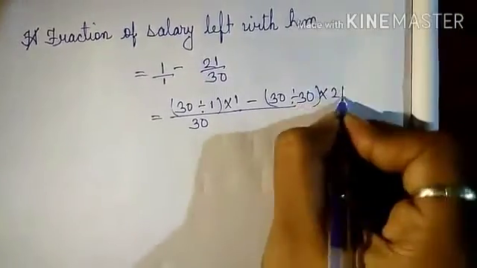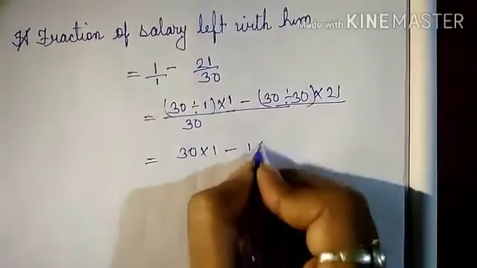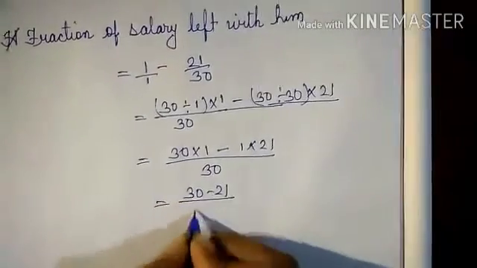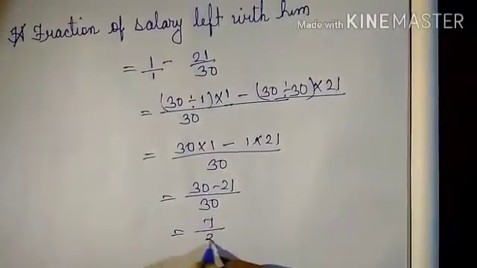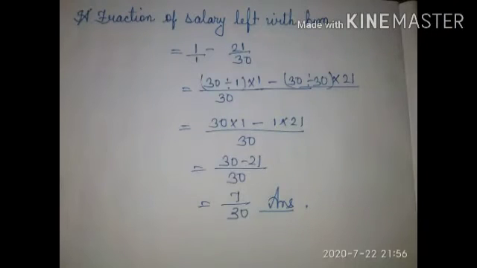After taking LCM we get 30, and now first we divide and then multiply with the same process. Now 30 into 1 gives 30, and 21 into 1 gives 21. Now 30 minus 21 is equal to 9, which gives 9 by 30. So 9 by 30 is your answer.